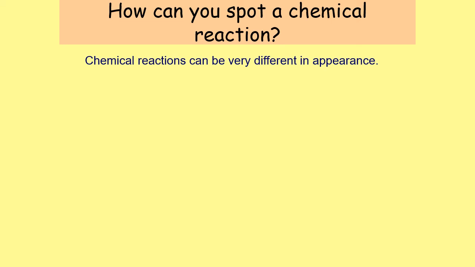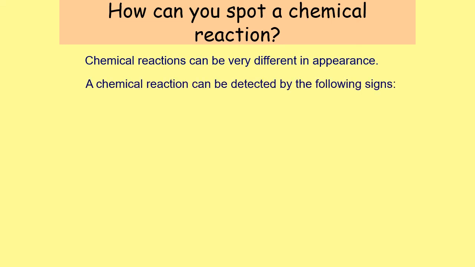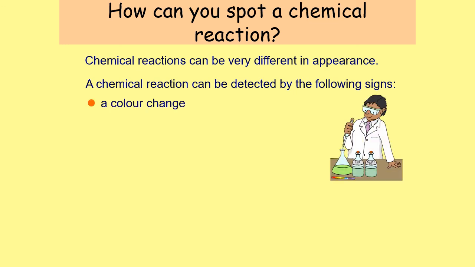So how can you spot a chemical reaction? Well, chemical reactions can all look very different in appearance, but there are some common signs that you can look for to determine whether a chemical reaction has occurred. So here are some of those signs. So the first one is a color change.